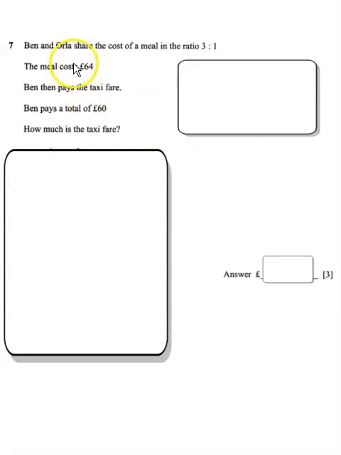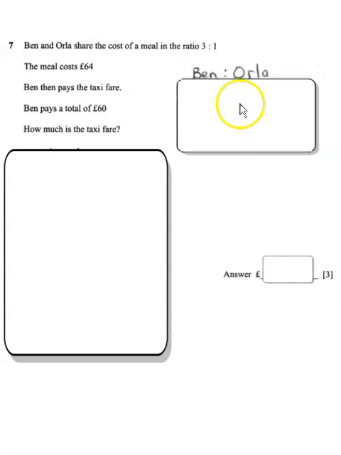So for question 7, Ben and Orla share the cost of a meal in a ratio 3:1. The meal costs £64. Ben then pays the taxi fare. Ben pays a total of £60. How much is the taxi fare?